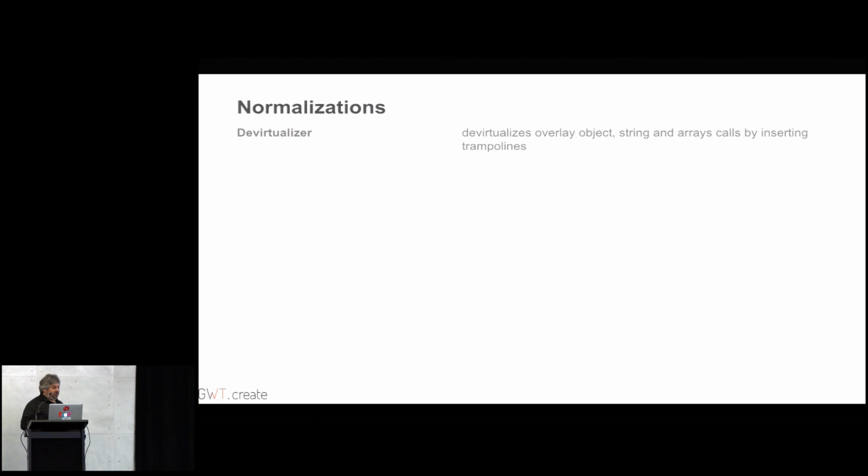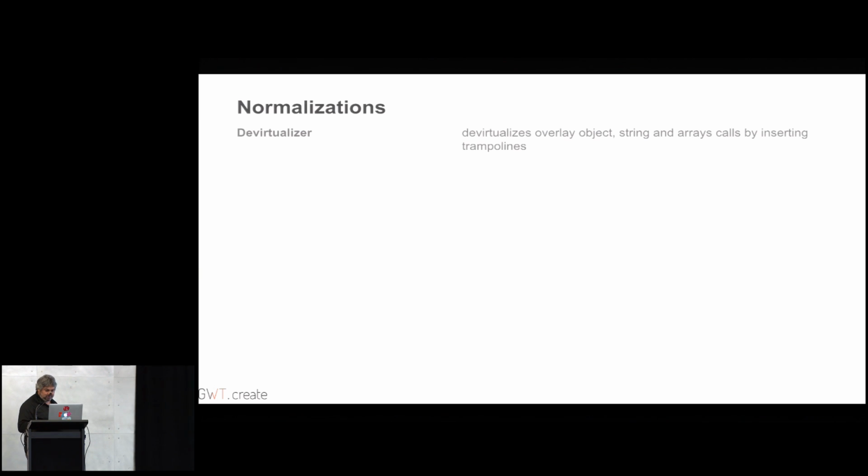So we have one thing called the devirtualizer, which only devirtualizes overlay objects. So these are objects, JSOs are also called, strings and array calls. So basically, because we implement strings and arrays as native JavaScript constructs, we don't want to monkey patch their prototypes. So every call that goes to string is devirtualized. Instead of doing string.equals, it will be $equals(string, A, B). So that's the devirtualizer.